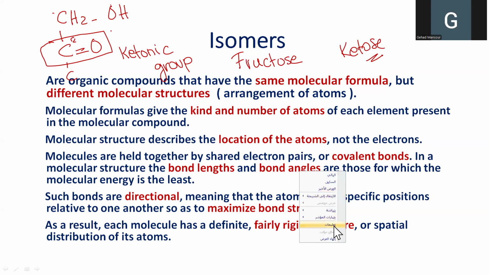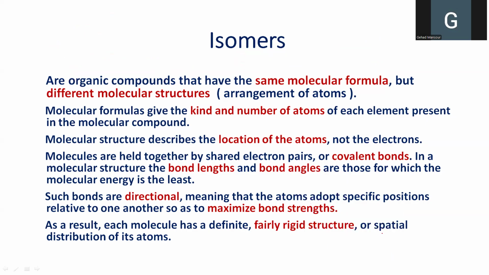So the molecules in different isomers that have the same molecular formula and different molecular structures will have different bonds, different bond angles and different bond lengths.